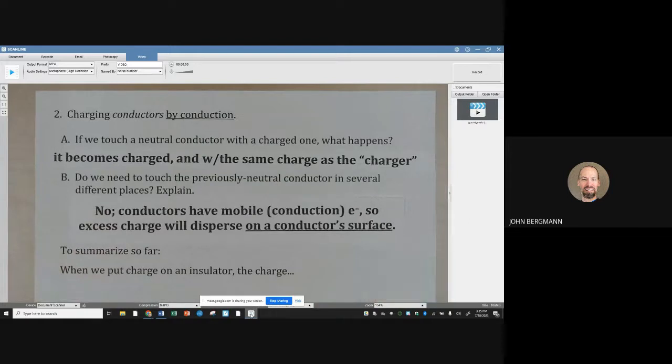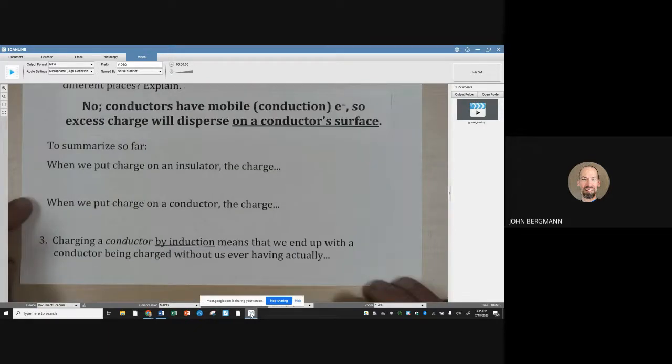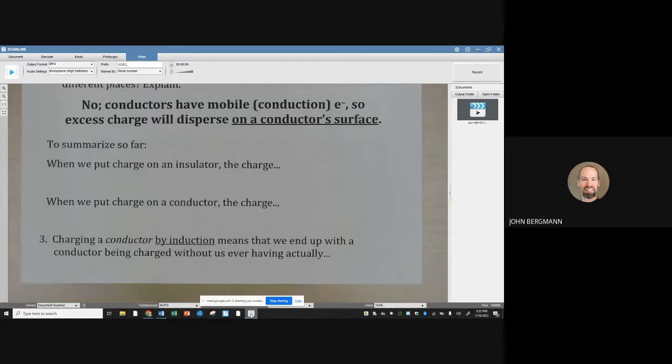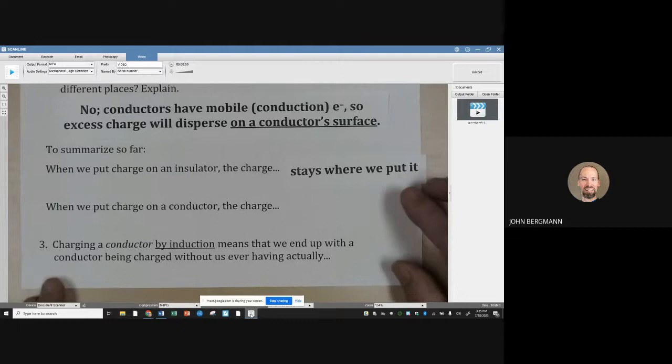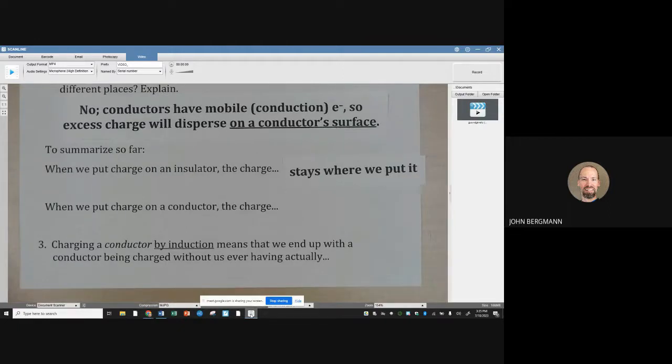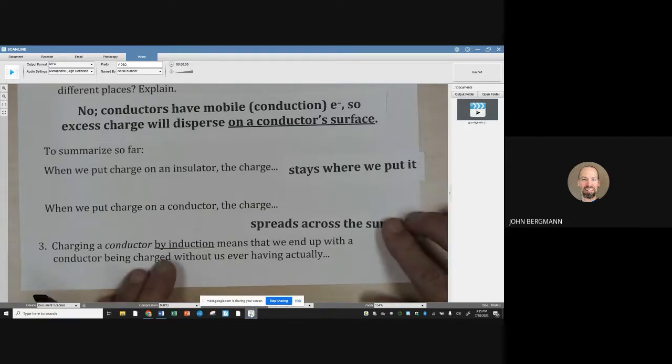And that's because conductors have mobile, or sometimes we call them conduction electrons. And so the excess charge will disperse through that object. And this is a topic for another day. It stays on the conductor's surface. To summarize so far, when we put a charge on an insulator, the charge stays where we put it. And when we put a charge on a conductor, the charge spreads across the surface.